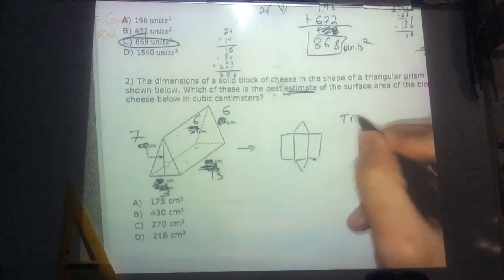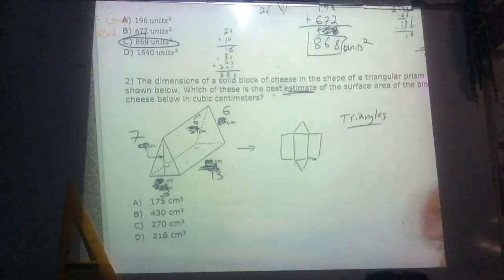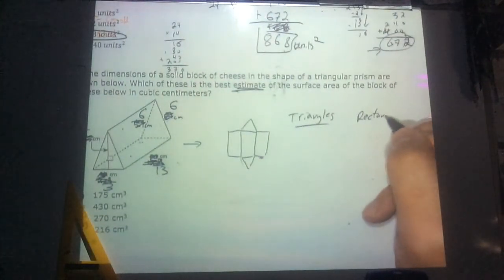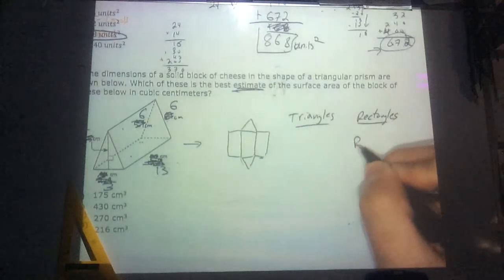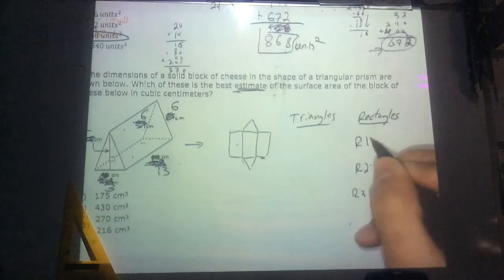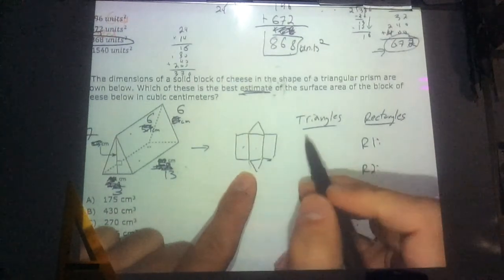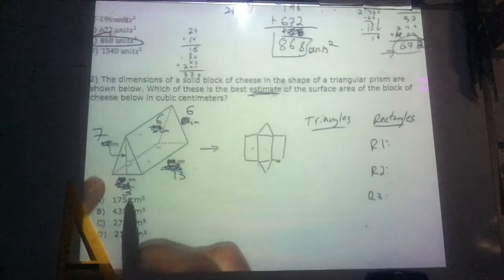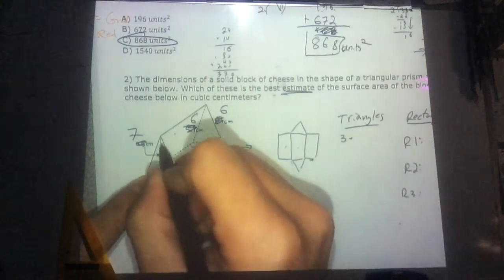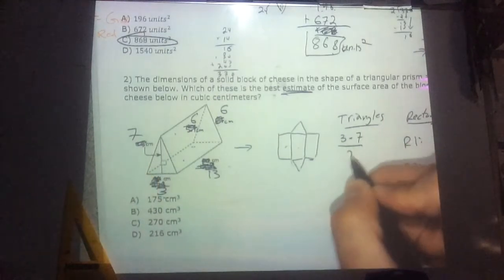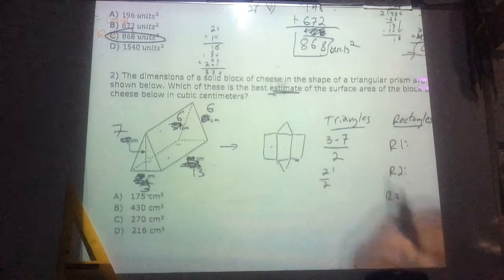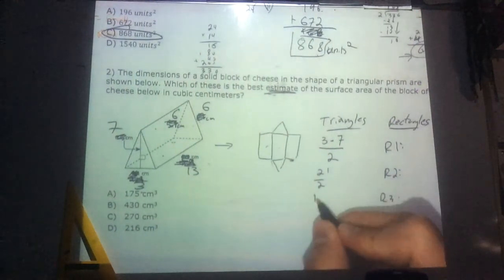So I'm going to figure out the area of the triangles, and then I'm also going to figure out the area of the rectangles. Now remember, there's 3 rectangles here. Okay, so I'll do the triangles first. So the base of the triangle is 3. Base times height, which is 7, and then divided by 2. So 3 times 7 is going to be 21. Divided by 2 is going to be 10.5.